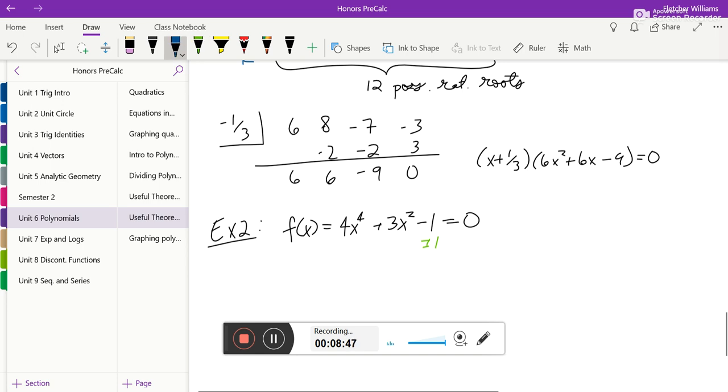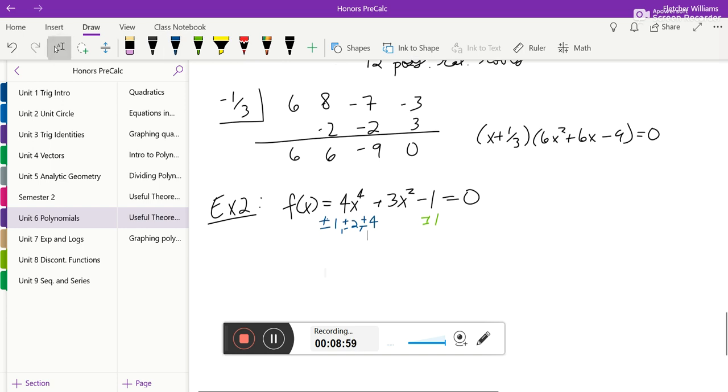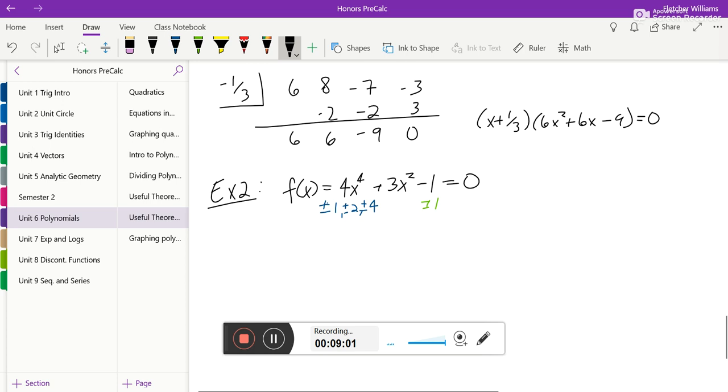And our k's, what are all the factors of the leading coefficient? 1 and 4, 2 and 2. So 1, 2, 4. And that gives us possible rational roots h over k, so possible rational roots of 1 over 1, which is just 1, 1 over 2, and 1 over 4. So those are 6 possible rational roots.